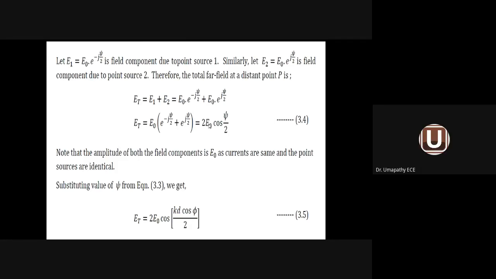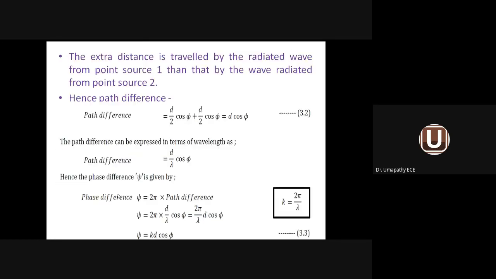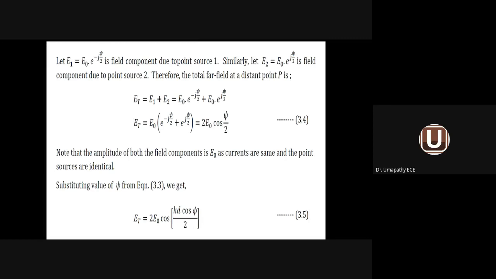Okay, so the third equation is given here: Et equals 2 E0 cos of psi by 2. Substituting the value of psi, where psi equals k d cos phi, it becomes 2 E0 cos of k d cos phi divided by 2.